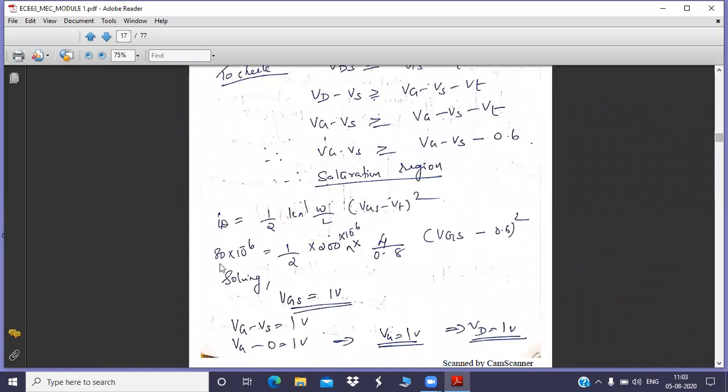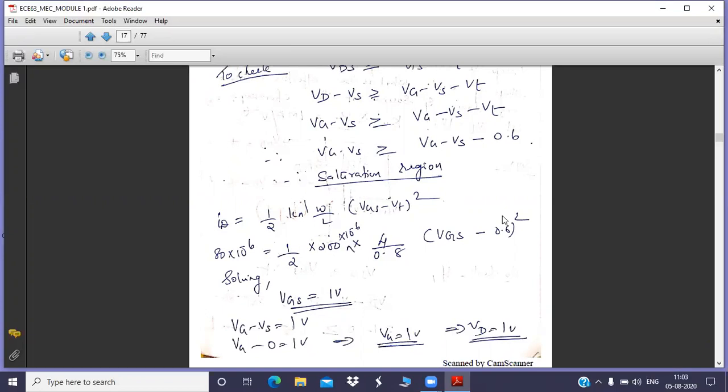Instead of putting ID, we can write 80 into 10 to the power minus 6. Why have we put 10 to the power minus 6? Because the given current is in microampere, so we have to convert this microampere into ampere. So you multiply by 10 to the power minus 6, which is equal to half Kn dash.